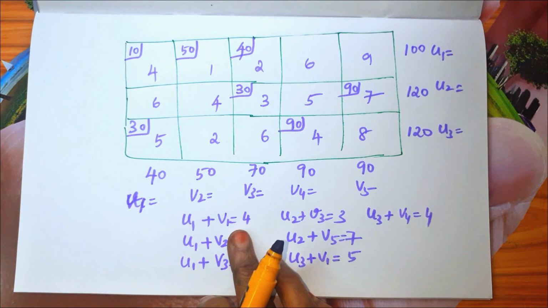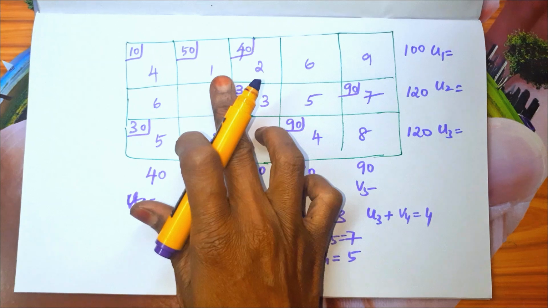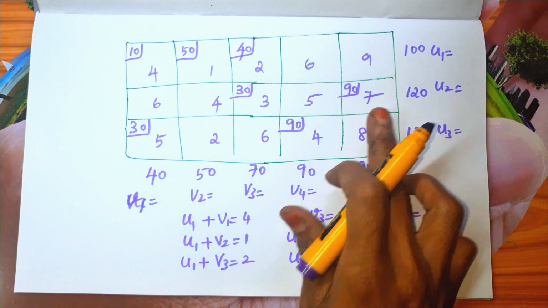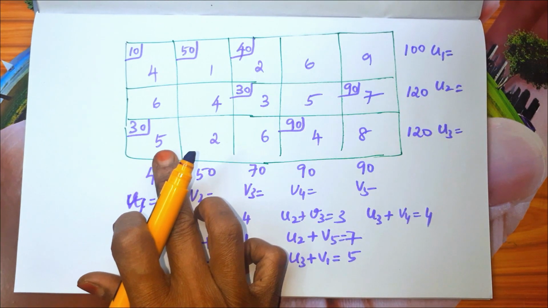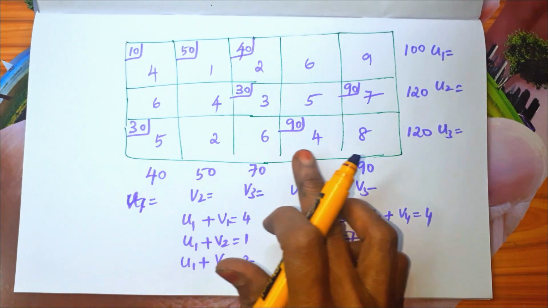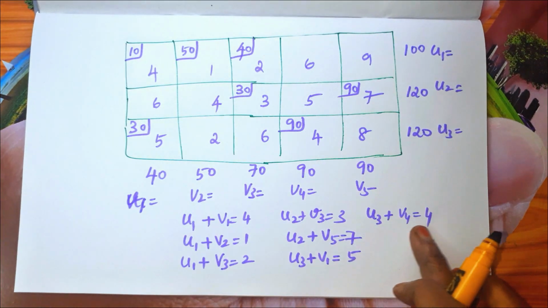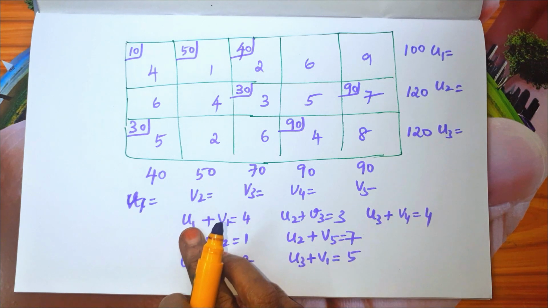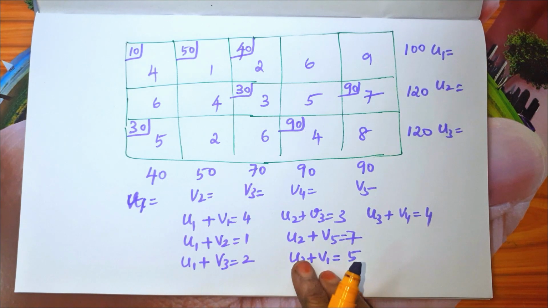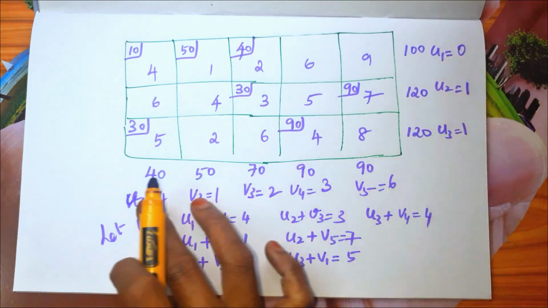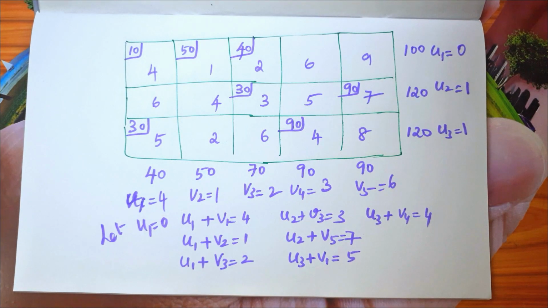These are the new equations we are getting for the allotments: u1 plus v1 equals 4, u1 plus v2 equals 1, u1 plus v3 equals 2, then u2 plus v3, u3 plus v4 equals 7, then u2 plus v3, u2 plus v5, then u3 plus v3, u3 plus v4 equals 4. So how to find the values for ui and vj? We have to take u1 as 0, and from that successively we get the values. Taking u1 as 0, I got all the independent values for ui and vj: u1 is 0, u2 is 1, u3 is 1.